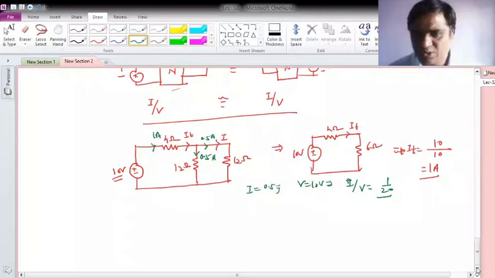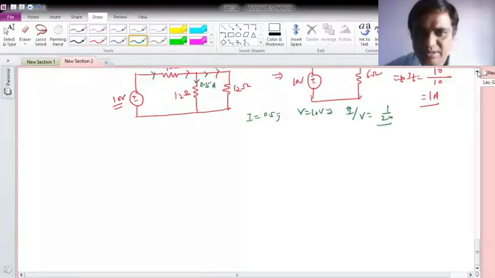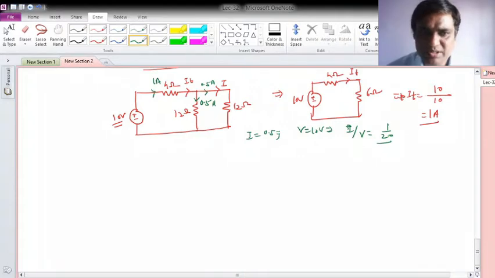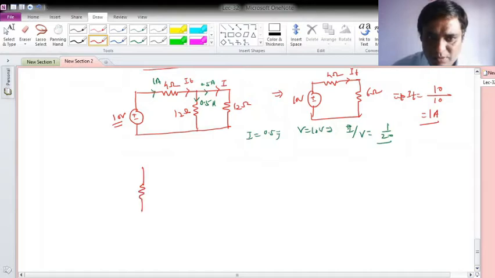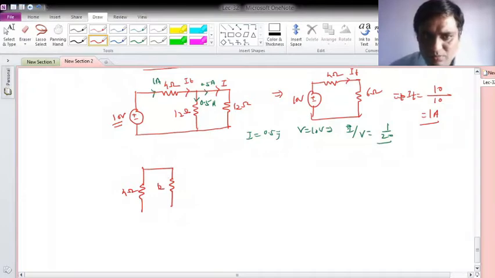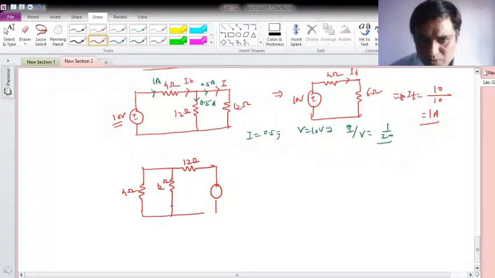Okay, now let me change the orientation. So now I'll put the source here with the 12 ohm in series, and then I'll take the 4 ohm as the load. So this will be my 4 ohm, then this will be 12 ohm, and this will be 12 ohm in series with the voltage source. Okay, so this is my voltage source with value 10 volt. Now I would like to obtain this current. Once I know this current, I'll be able to know the other current. So I'm interested in this I.